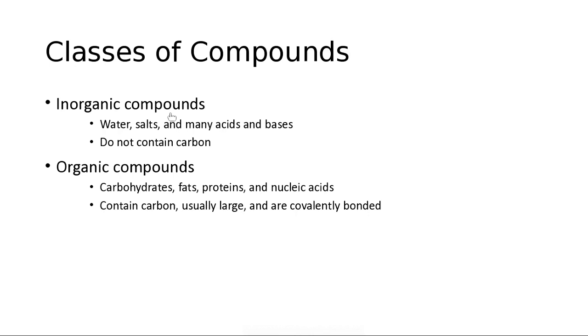Okay, we classify compounds into inorganic and organic. Inorganic: water, salts, acids, bases. They don't contain carbon, except that carbon monoxide and carbon dioxide are considered to be inorganic because they don't have to be made in an organic system, in a living system. Organic compounds, carbohydrates, fats, proteins, nucleic acids, all contain carbon, are large, and are covalently bonded.